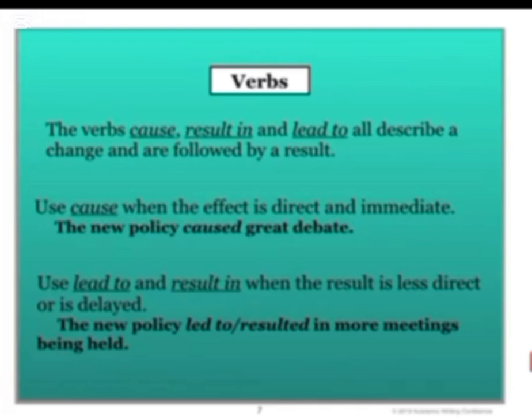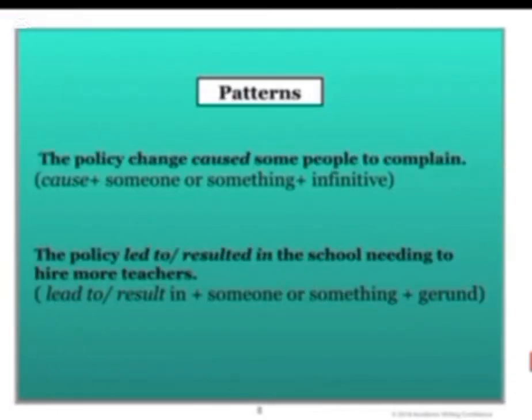Here are some patterns that you can use for your essay. The policy change caused some people to complain. Here the pattern is the word cause plus someone or something plus an infinitive, for example, to complain, to study, to buy, etc. In the second sentence, the policy led to or resulted in the social meeting.